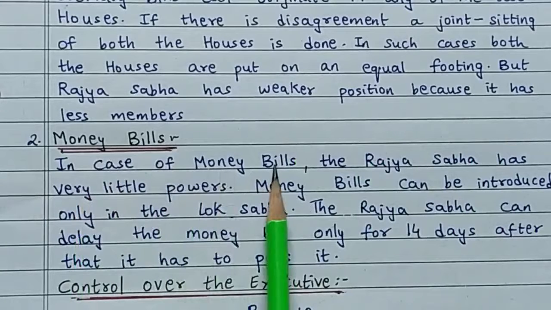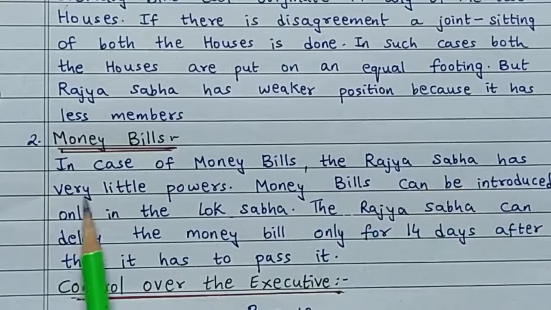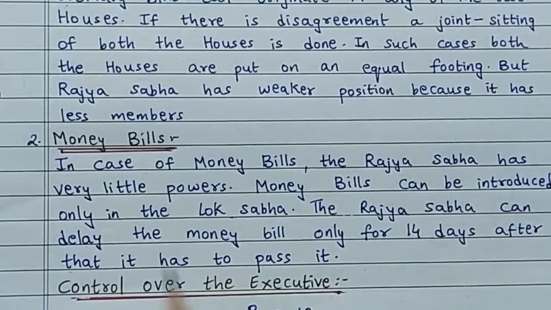Second, money bills. In case of money bills, the Rajya Sabha has very little power. A money bill can be introduced only in the Lok Sabha. The Rajya Sabha can delay the money bill only for 14 days. After that, it has to pass it.